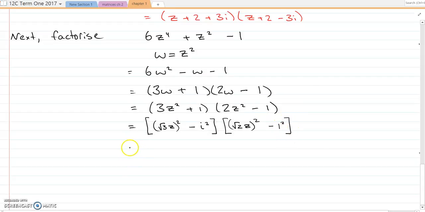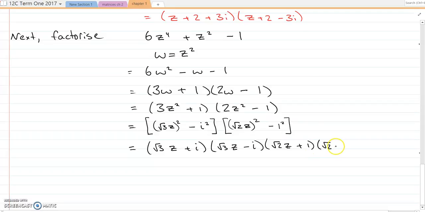Okay, so now I can factorize both of these. Square root 3z plus i, square root 3z minus i, and then the next square brackets, square root 2z plus 1, square root 2z minus 1. Okay, finished. So those are the easier factorization ones. In the next video we get on to the little bit harder ones.